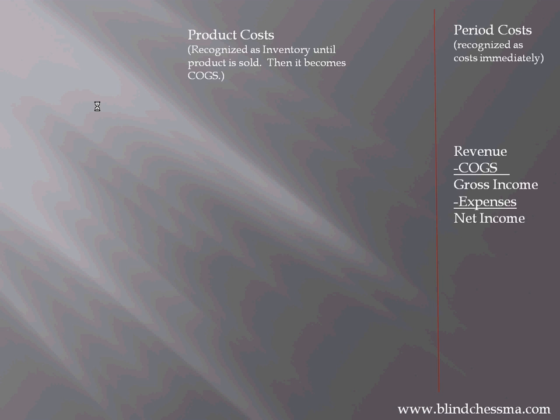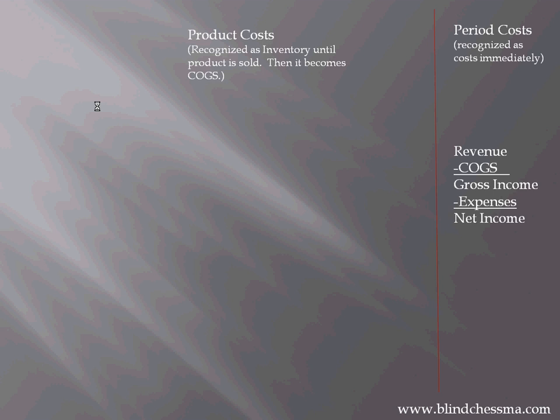Now, I have here a summary income statement, or profit and loss statement. You have your revenue minus your cost of goods sold, which gives you your gross income, minus your other expenses, and that gives you your net income. Now, the product costs on the left side of the red line here are the costs that are going to become our cost of goods sold.